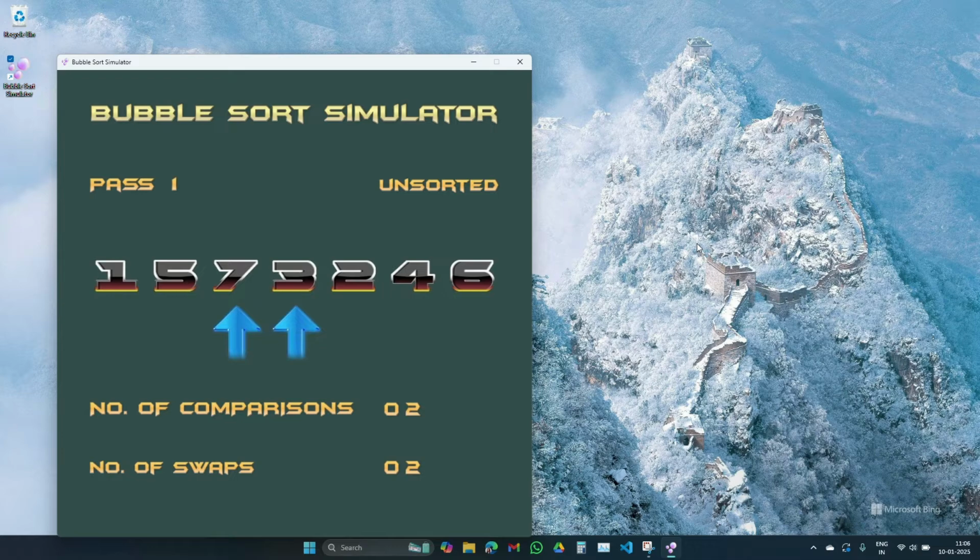So now you may ask, why do we swap the two numbers if the left is greater than the right? Because we're trying to get the smaller numbers in the front and the bigger numbers at the end. And since CPUs can only compare two numbers at a time, we are constantly comparing two numbers from the very left memory location to the very right memory location. Now let's continue the process until the two arrows reach the end.